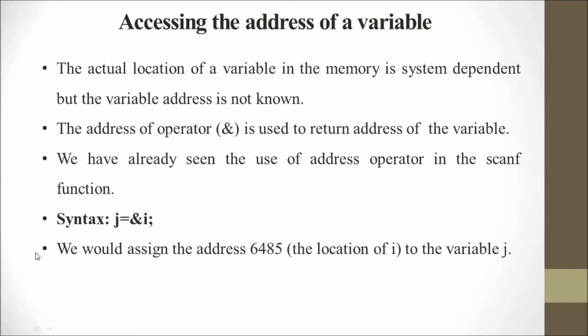Okay, so this is the syntax. j equal to address of operator i. It means we assign the address of i to another variable j. So we assign the address of i to j variable. So we would assign the address 6485. Suppose the 6485 address of the i is assigned to the j variable. So the location of i is given to the variable j.